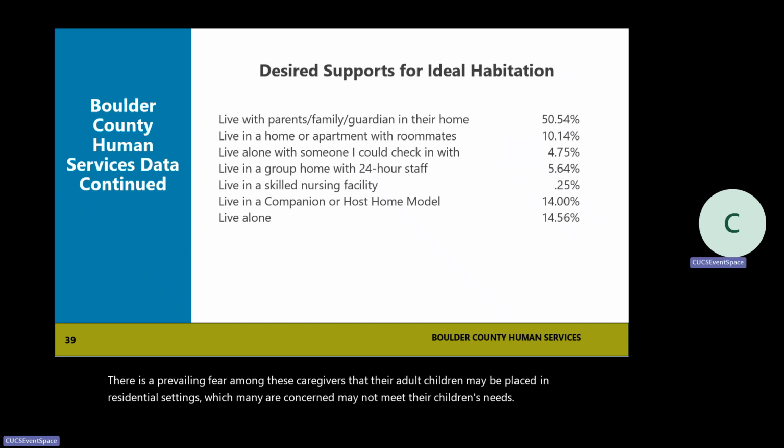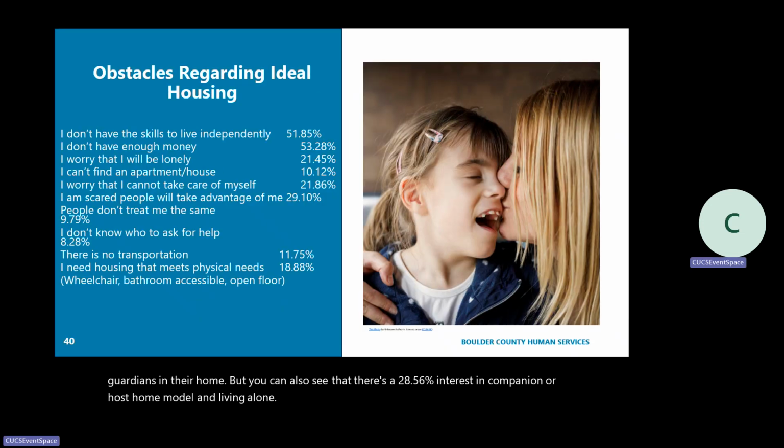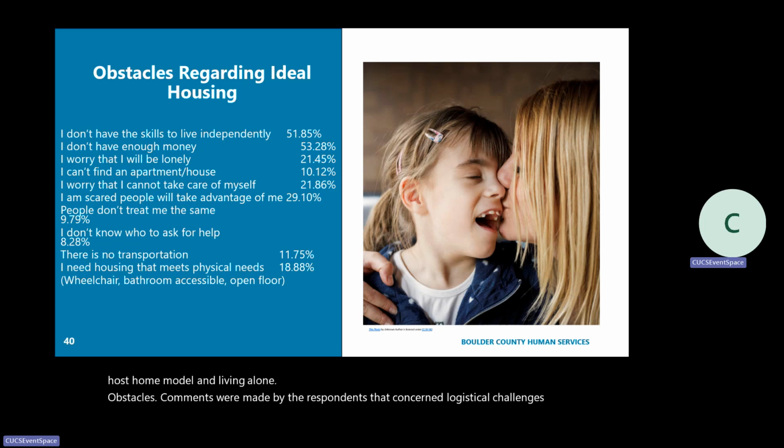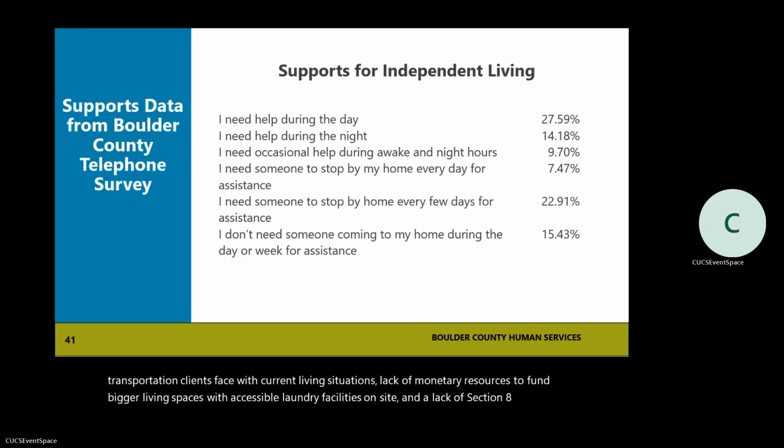Desired supports. You can see that the highest category was living with parents, family, and guardians in their home. But you can also see that there's a 28.56% interest in companion or host home model and living alone. Obstacles. Comments were made by the respondents that concerned logistical challenges, transportation, clients faced with current living situations, lack of monetary resources to fund bigger living spaces with accessible laundry facilities on site, and a lack of Section 8 vouchers.